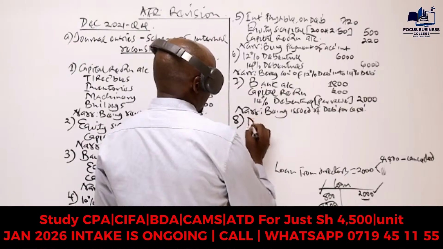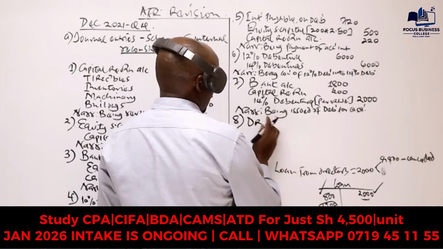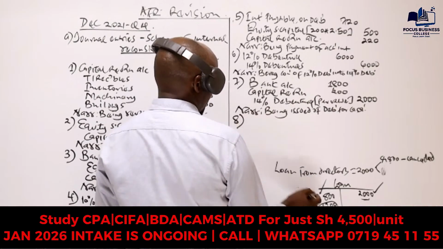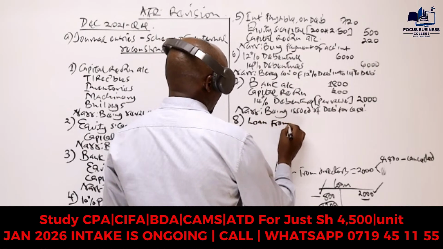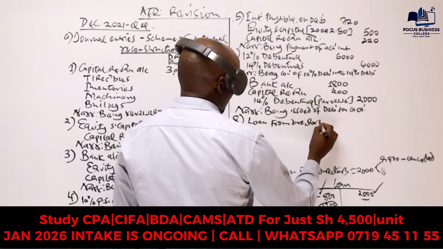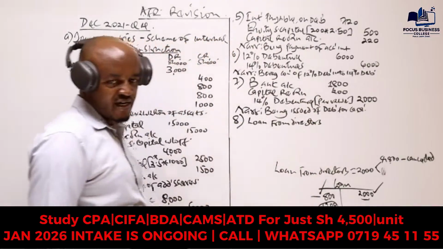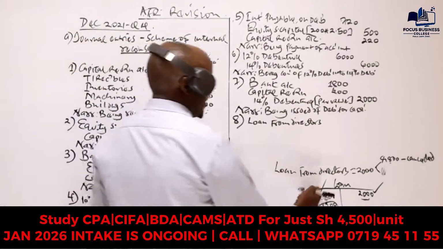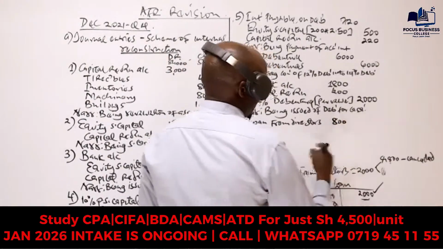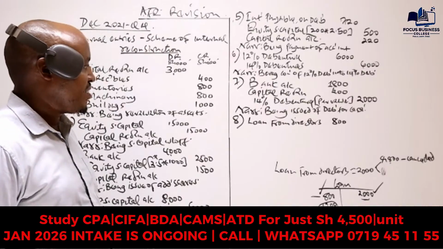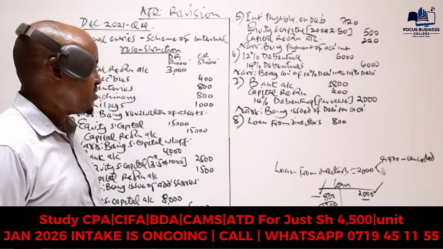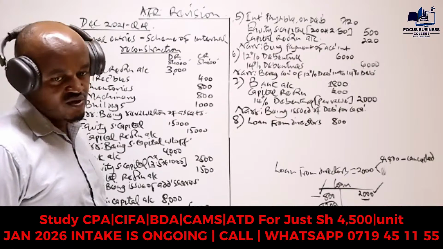So we debit this account, loan from directors. First of all, let's account for this amount which was written off. Loan from who? Directors. We debit that account with 800,000. So automatically the other entry will be in which account? Will be in the capital reduction. No, let's do this.